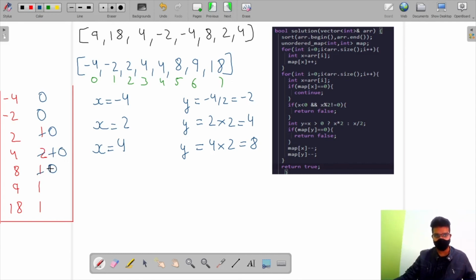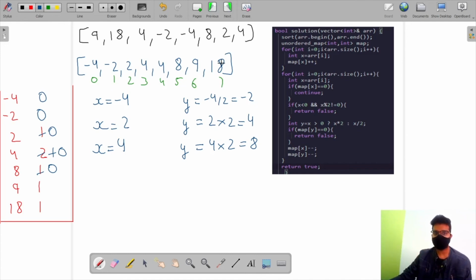Right. Now we move to the fourth index and we see the frequency of 4 is 0. That means we have already paired all our 4. So if that's the case, we simply continue. Right, we move further. Now we go to the fifth index and we get 8. And the frequency of 8 is again 0. That means we have already used all our 8. So we move further.